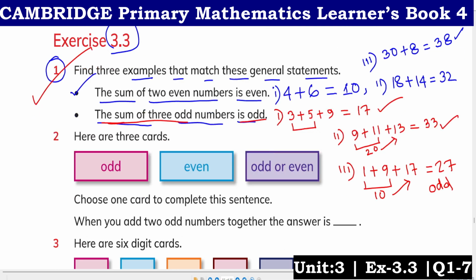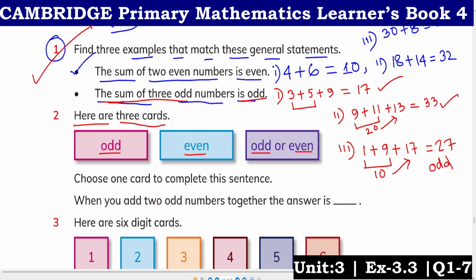Second problem. Here are 3 cards. One is odd, another one is even, and the final one is odd or even. Choose one card to complete this sentence. When you add 2 odd numbers together, the answer is what?